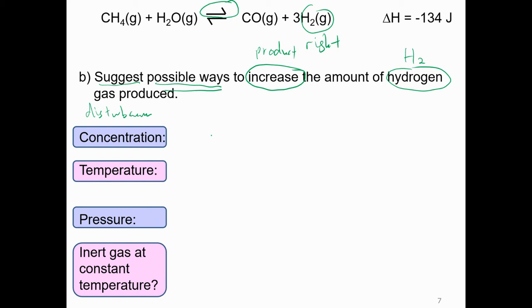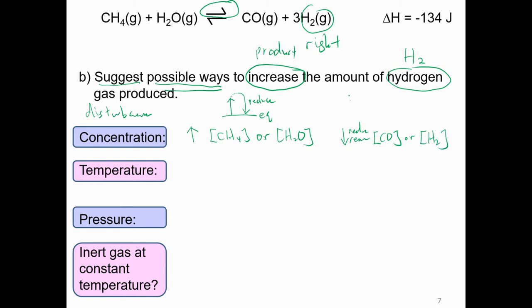We start from concentration. If I want to shift to the right, what I can do is increase the concentration of CH4 or H2O. Because when I increase the concentration, to go back to equilibrium, I have to reduce it. So it will shift to the right. Another one is I remove carbon monoxide or hydrogen gas. Because if I reduce it, in order to get back to equilibrium, I need to increase the concentration of carbon monoxide or hydrogen. So it will shift to the right.